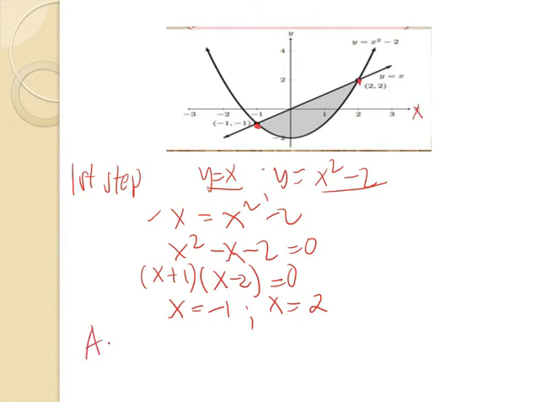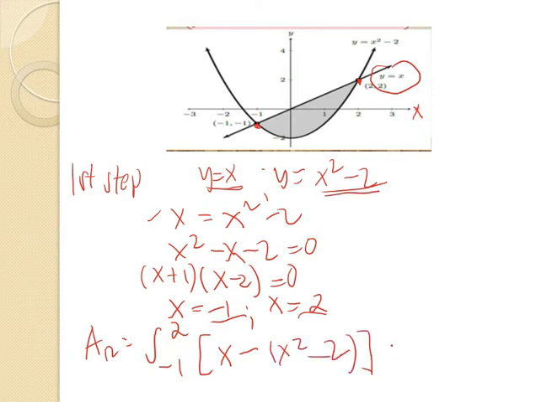Now, the formula for the area will be the definite integral from negative 1. As we said, a is lower than b, which is 2, so negative 1 is the lower limit, and 2 is our upper limit. The functions should be written with the one on top first, which is y equals x, so we put x here. And then minus the function below, which is x squared minus 2, and then dx. Now we can solve this one.